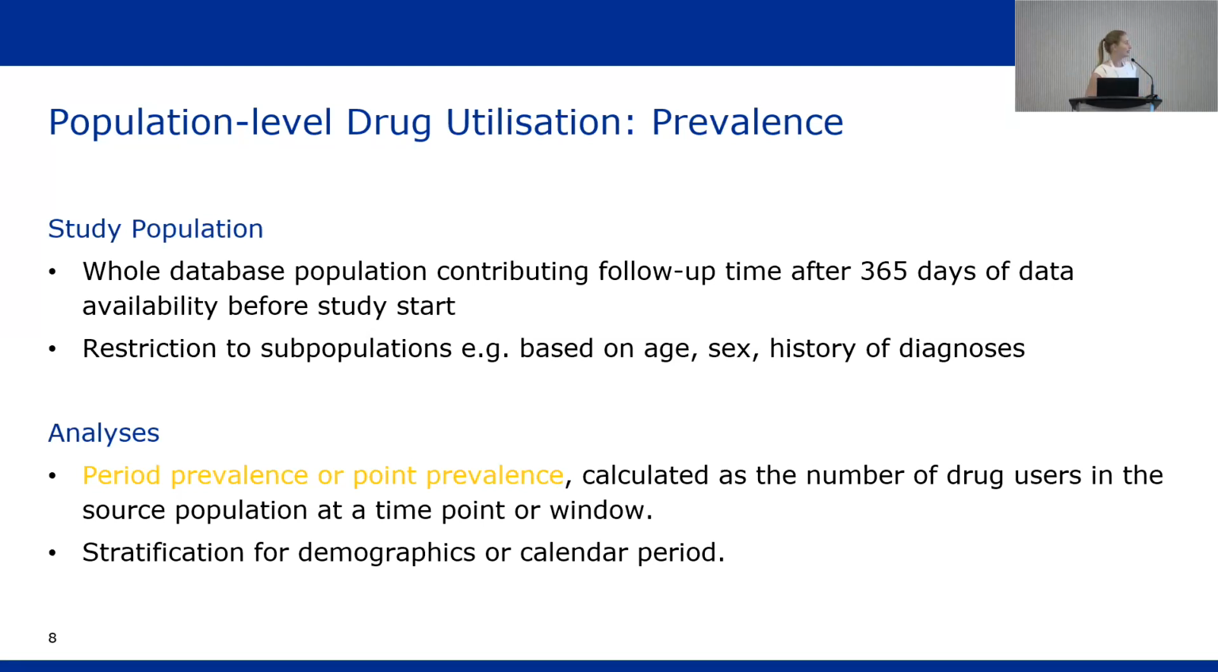As for analysis, we look at a period prevalence or point prevalence, and we calculate that as the number of drug users in the source population at the point of time or during a time window that we're interested in. And obviously, we can stratify these measures for demographics, calendar period, whatever we feel is relevant for our study.